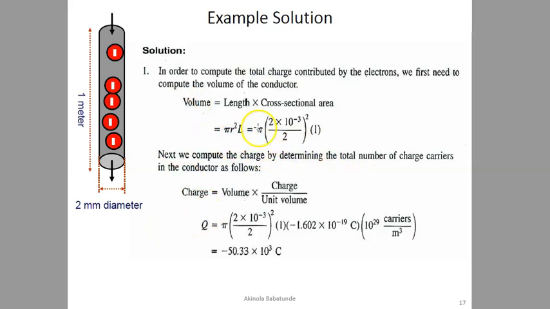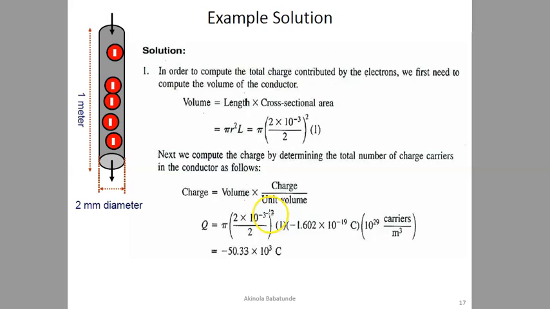So pi multiplied by r, where r is the diameter divided by 2. We know that our diameter is 2 millimeters, which is 2 times 10^-3. Dividing that by 2 will give us our radius. Multiply that by the length and by pi. The charge is usually given by volume multiplied by charge per unit volume. So our volume is pi multiplied by (2 times 10^-3 divided by 2) all squared, multiplied by the length, which is 1, then multiplied by the charge per unit volume.